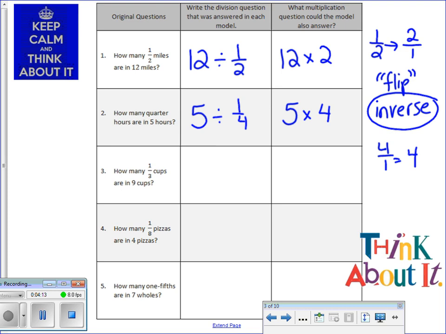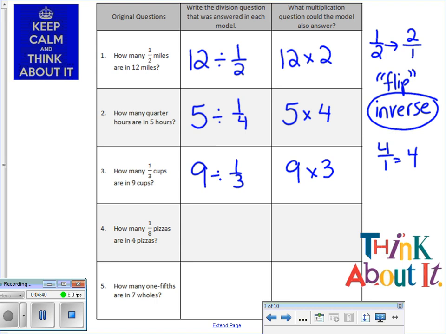So, what is it that I have, gentlemen? What is it that I have? What is my dividend? 9. I have 9, and I'm dividing it into 1/3 cups. Why would you multiply, like, say, 9? So we can multiply by the inverse. We saw that in the models that we drew in lesson 1.